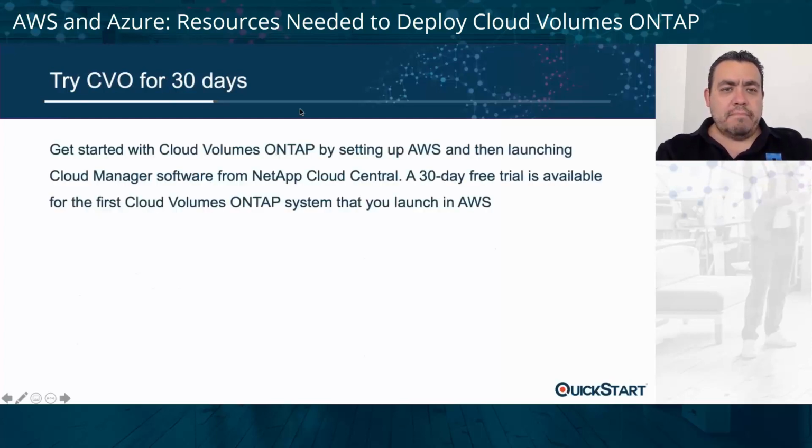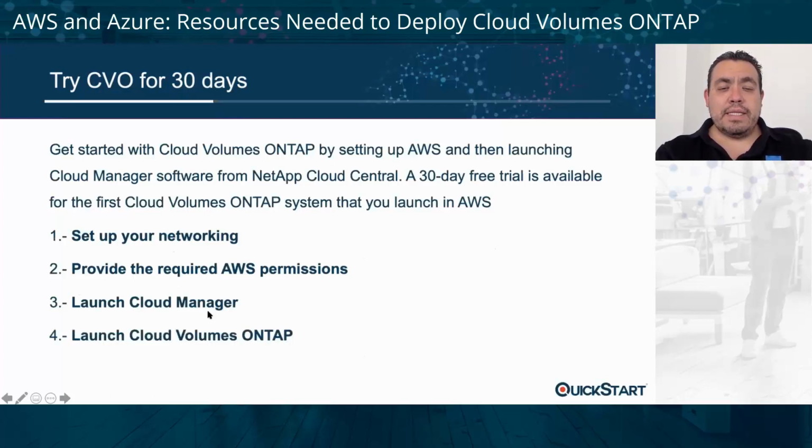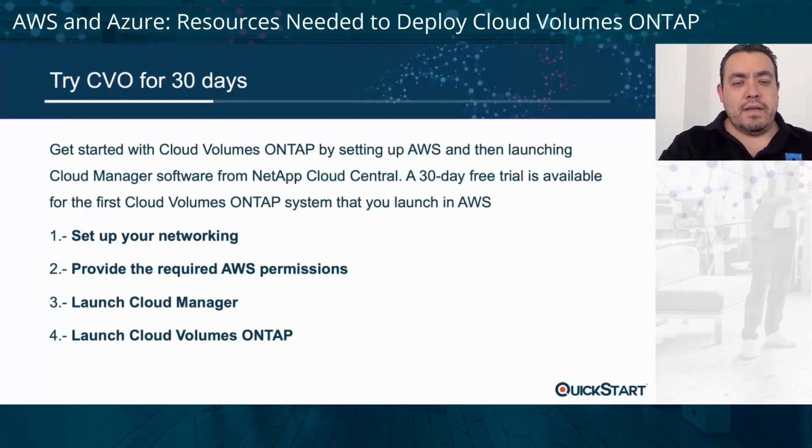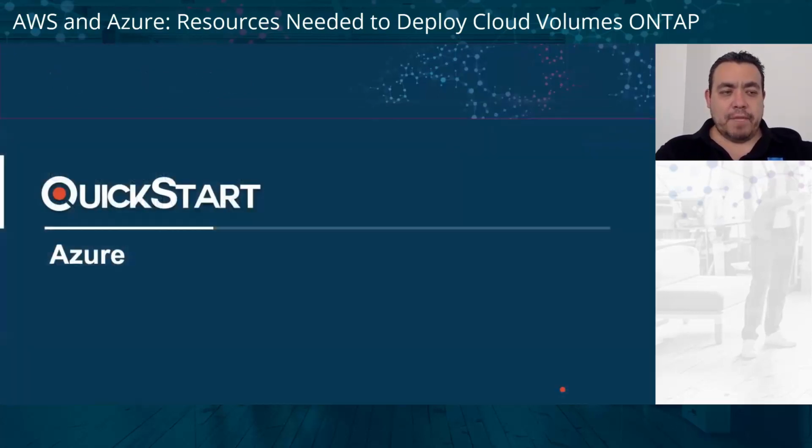Now, some things I just said, guys: you can try CVO for 30 days. Just go to Cloud Central. You can set up your networking. You can provide the required AWS permissions. Then you can launch Cloud Manager. You can deploy Cloud Manager, and then you can deploy CVO from Cloud Manager. So guys, the GUI option is the easiest one, the fastest one also. And again, if you want to, we have a training that shows you how to do that. And we have a 3-day training. So that's a quick overview on AWS.